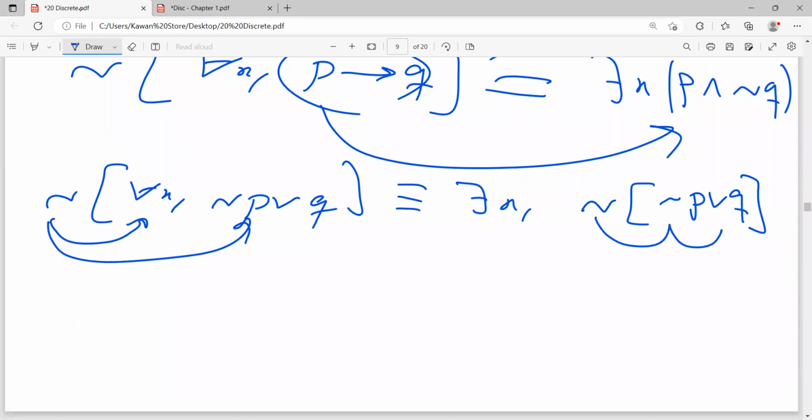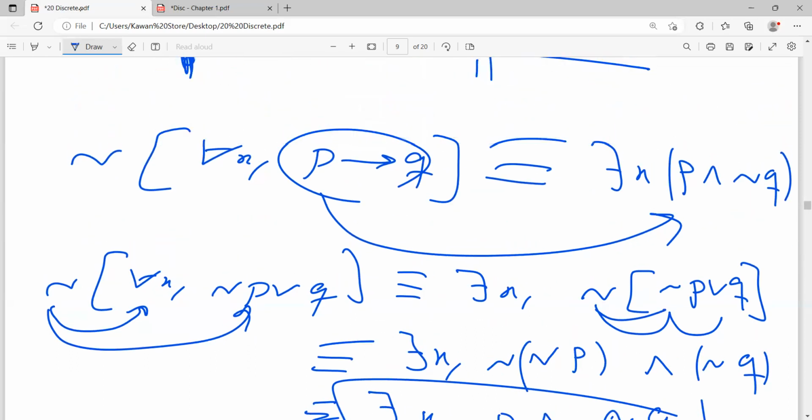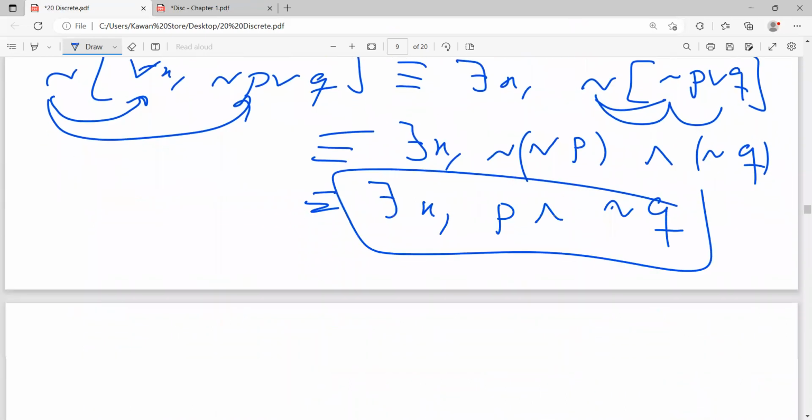Then we are going to use De Morgan's law, right? So it is equal to what? Negation of negation p and negation q. Am I right? By De Morgan. So there exists x, p and negation q. Did I get the left side with the right side? Did we show that one? Yes. So is that equivalent? You got it? Good.